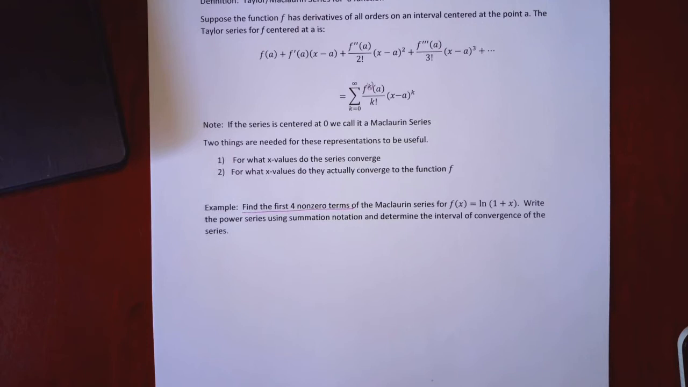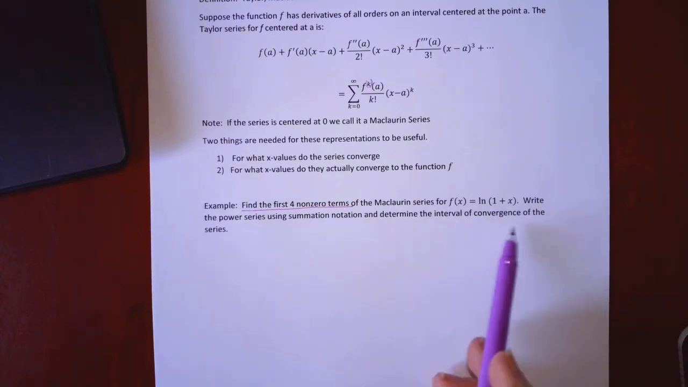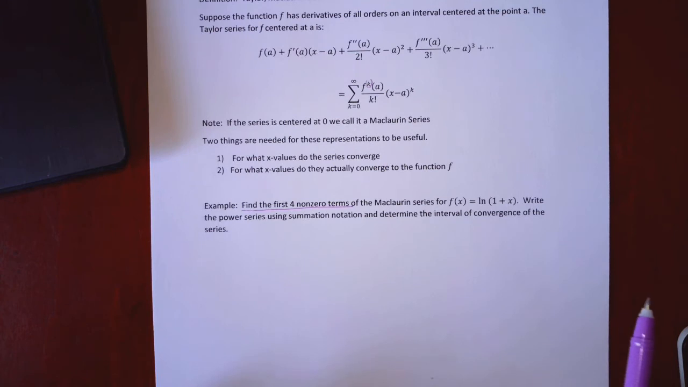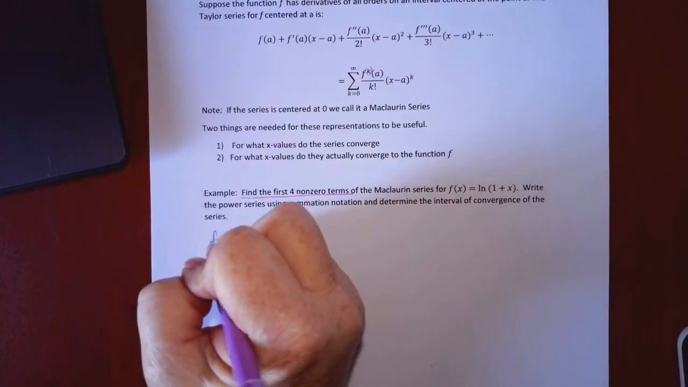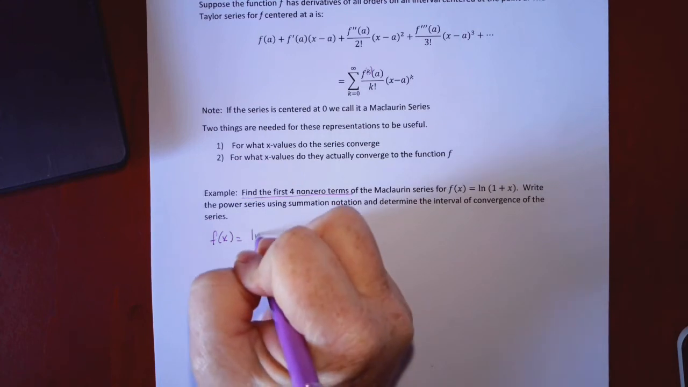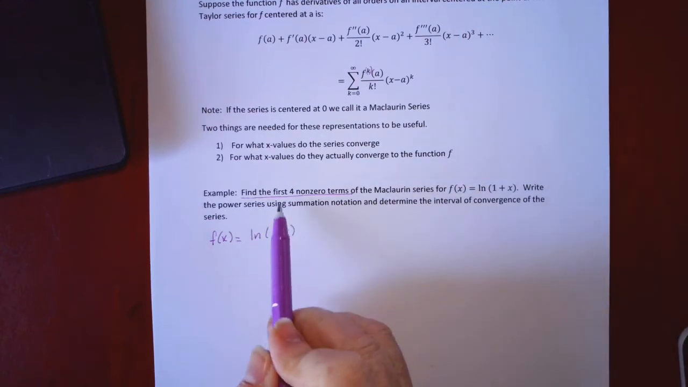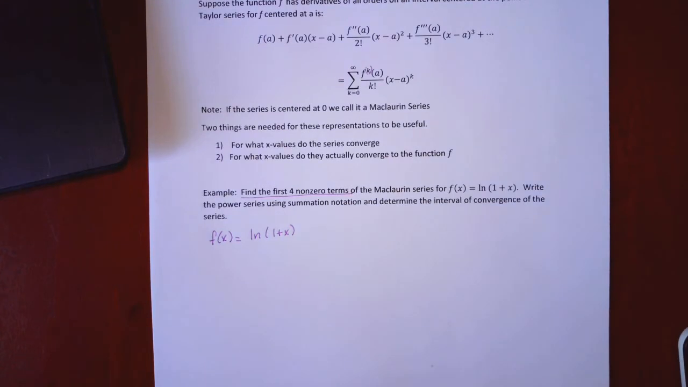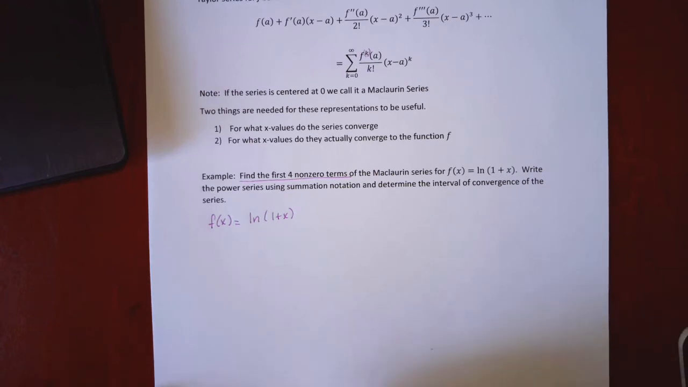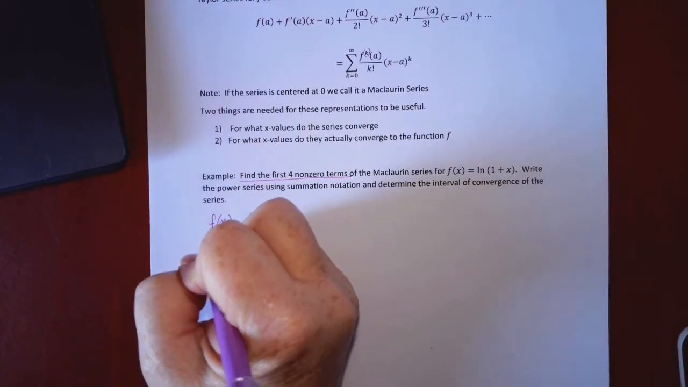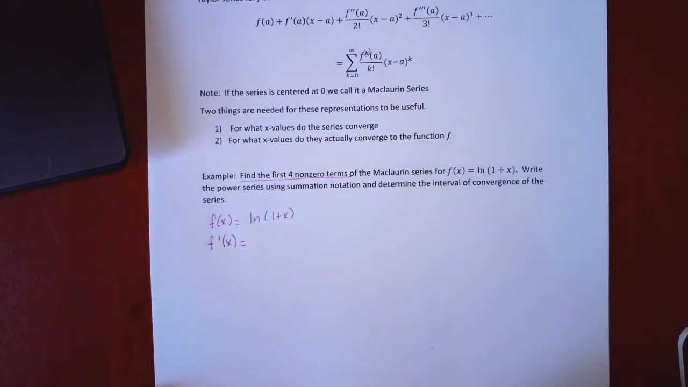In general, how many terms do you need to find before you can put it in summation notation? It just depends. The more complicated the function, the more terms you may need to write down to be able to see the pattern. But let's just start and find the first 4 non-zero terms of the Maclaurin series. So our first step is to write down our function. And if we're going to find the first 4 non-zero terms, I know I'm going to have to take at least a 3rd degree polynomial. So I'm going to go ahead and take at least the first 3 derivatives. And I may need more, and we'll check here in just a second.